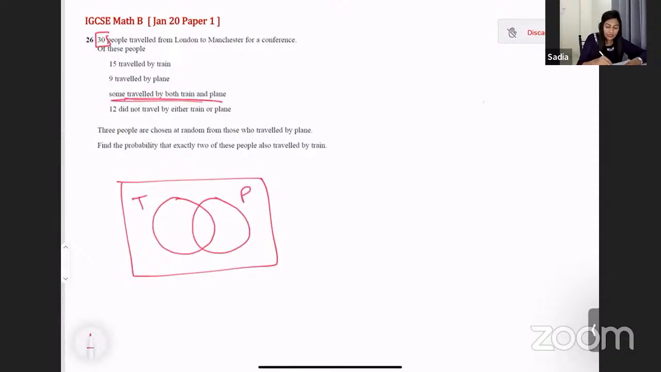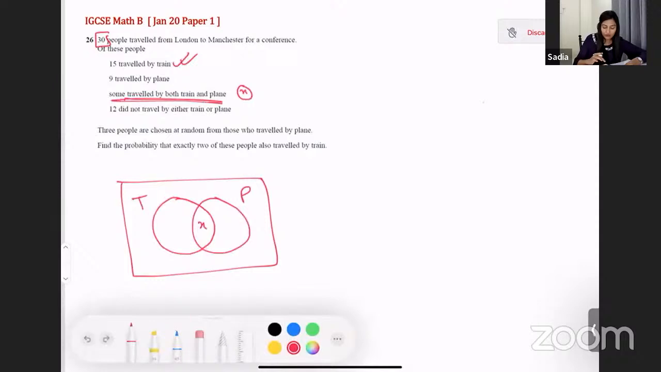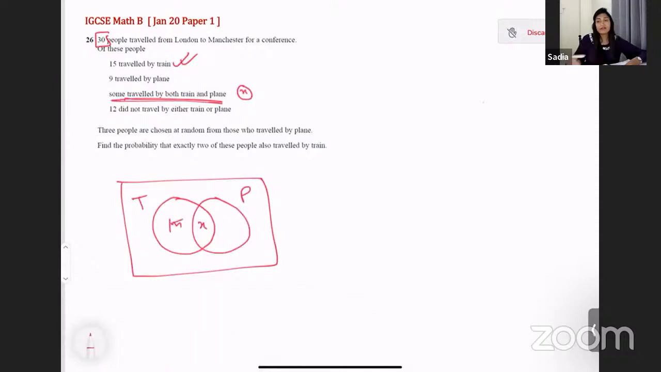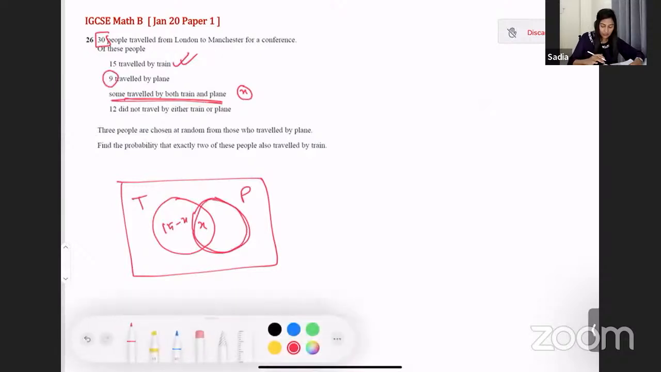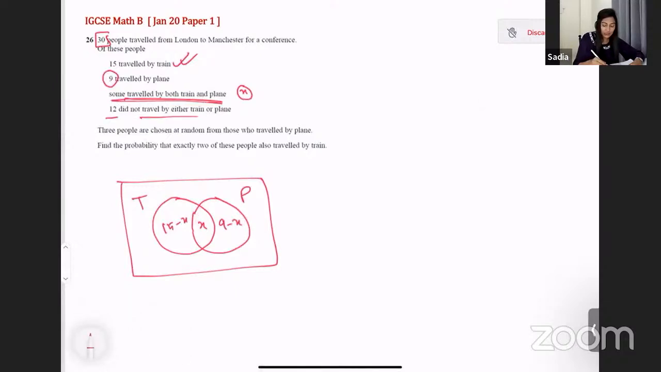So we do not have any idea how many people are in this common portion. So I will just denote it by X. But traveling by train is actually 15. So this total circle T is supposed to be 15. You cannot just write 15 here because the total T is supposed to be 15. So this portion is actually 15 minus X. Similarly, 9 is the total plane portion, so 9 minus X. And 12 did not travel by either of these, so 12 is outside the circle.